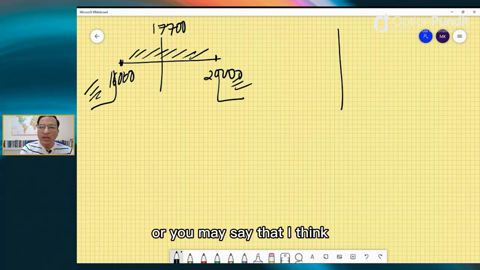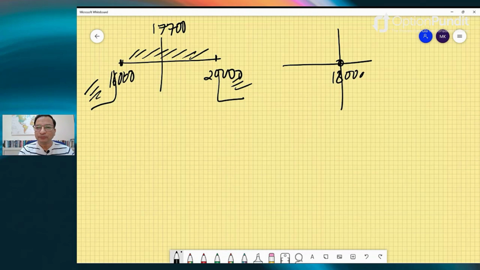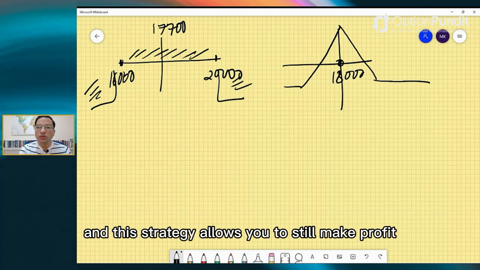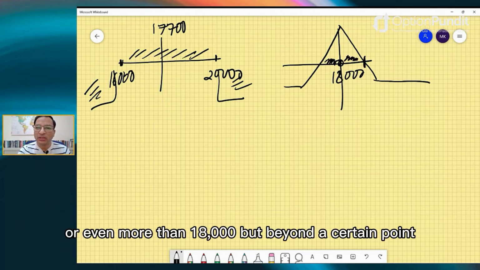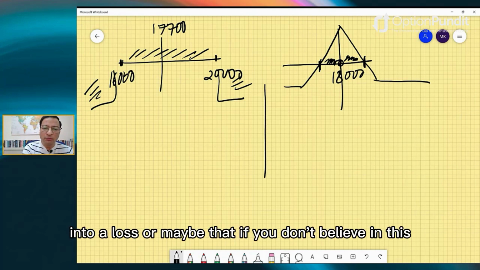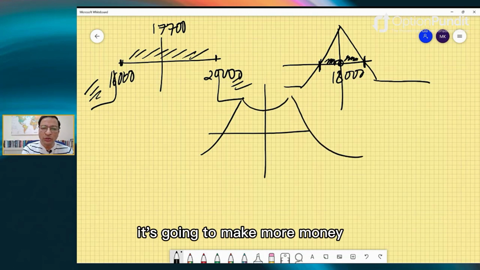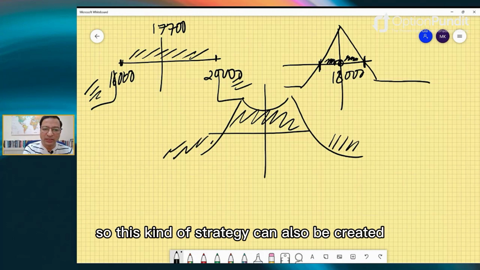This is one type of strategy, a range bound one. Or you may say that I think Nifty by a certain date will be at around this price, let's say 18,000, and then you can create this type of strategy. This strategy allows you to still make a profit even if it's not 18,000, but maybe less than 18,000, or even more than 18,000, but beyond a certain point this strategy is going to result in a loss. Or maybe you don't believe in this, but you think there is a range where it's going to make more money, but outside of this range it will lose money. So this kind of strategy can also be created.